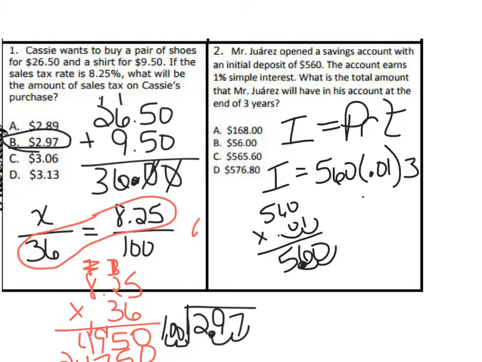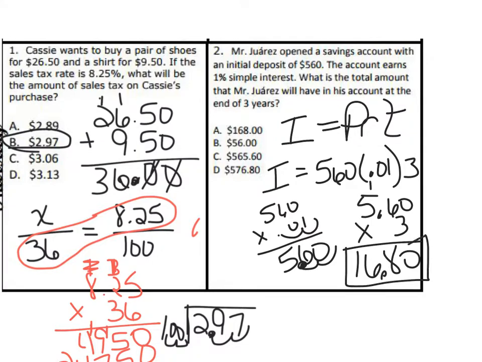And then you multiply $5.60 times 3. So that's 6, 18, 1, 15, 16. So that's $16.80. Now let's see what it's asking. Are they asking us just for the interest, or are they asking us for the total amount at the end of 3 years? So what is the total amount? So they're asking for total.